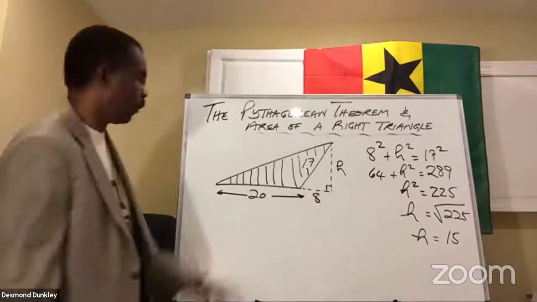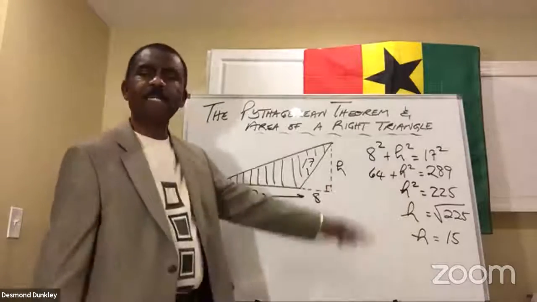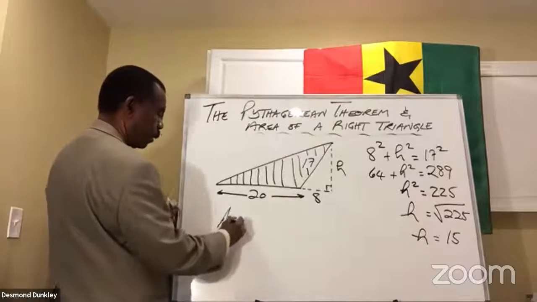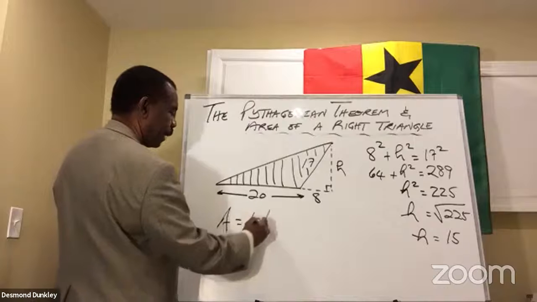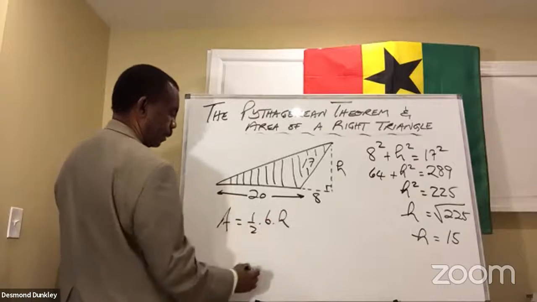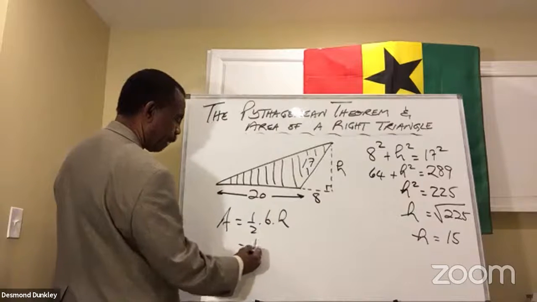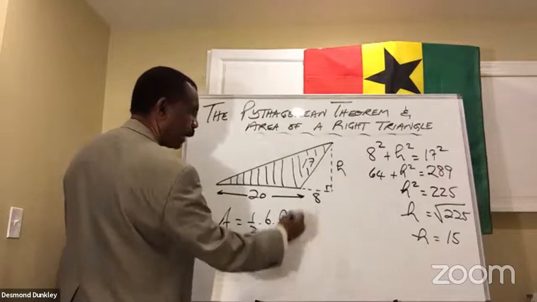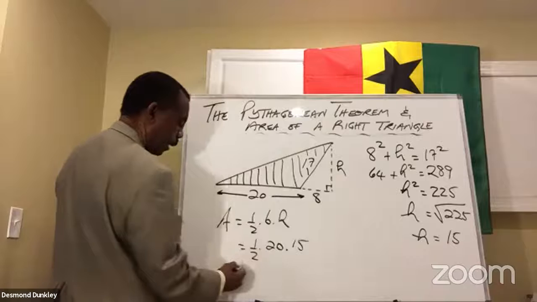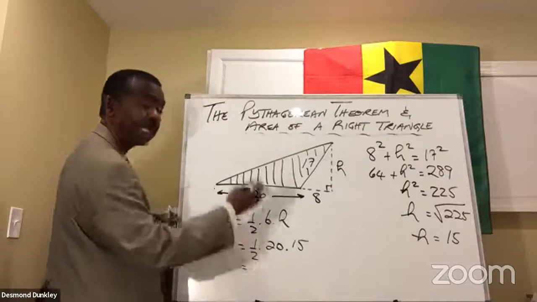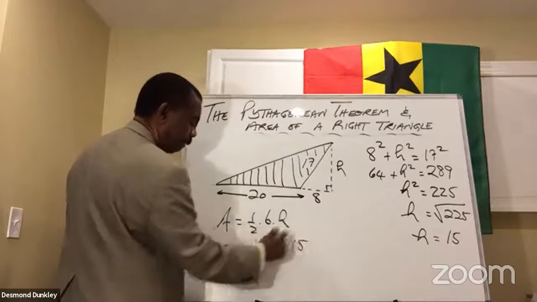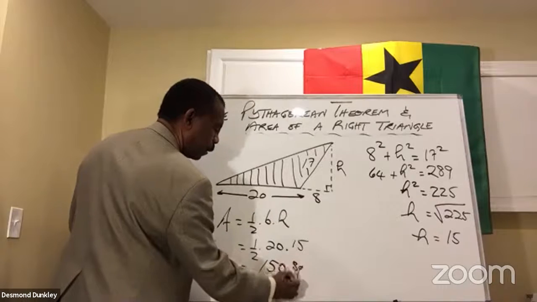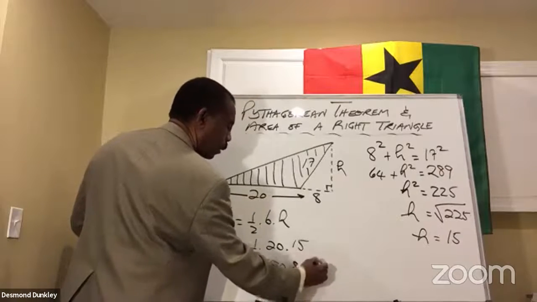So now we have the base, we have the height, we can find the area. So area is equal to 1/2 times base times height. And in this case, it's going to be 1/2 times the base is 20 times the height is 15. And that works out to be 1/2 of 20 is 10. 10 times 15 is 150 square units.